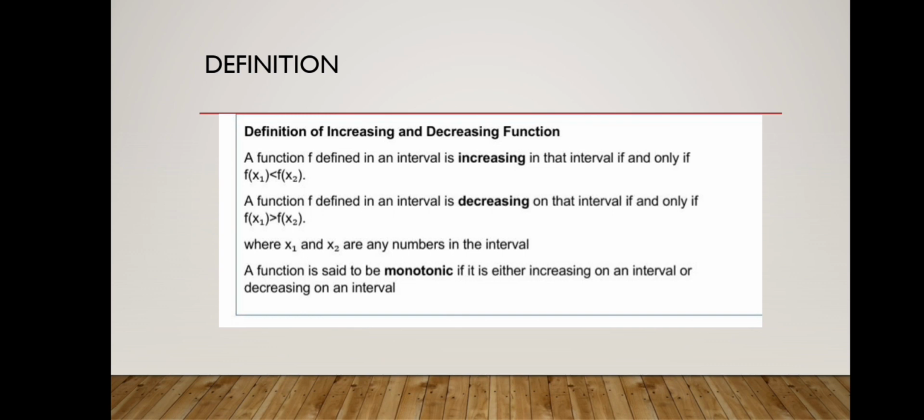Okay, so let us now define increasing and decreasing functions. A function f defined in an interval is increasing in that interval if and only if f(x₁) is less than f(x₂). A function f defined in an interval is decreasing in that interval if and only if f(x₁) is greater than f(x₂), where x₁ and x₂ are numbers in the interval. If the function is either increasing or decreasing on an interval, then it is said to be monotonic.